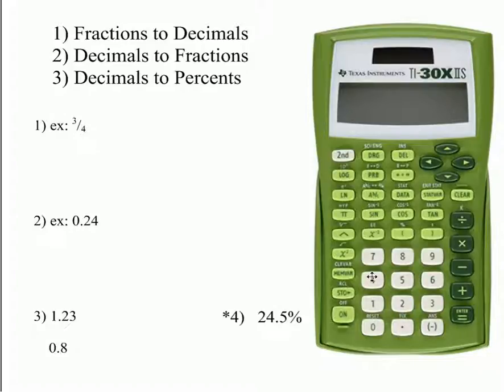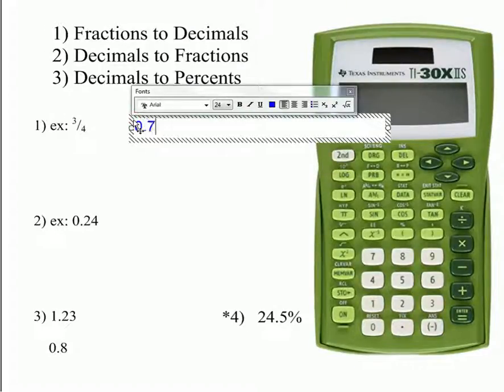When I'm done with that, I want to hit the second button and then the PRB button, which is for probability, but above it, it says F to D. So that's fractions to decimals or decimals to fractions. When you're done with that, your answer should be 0.75.